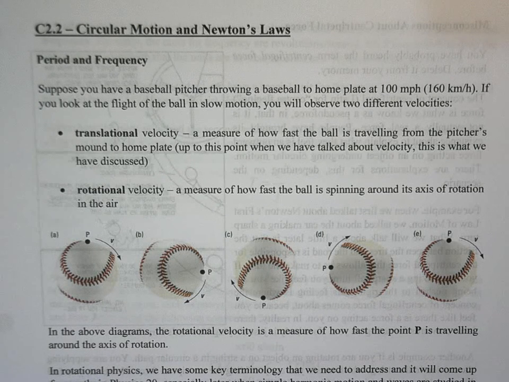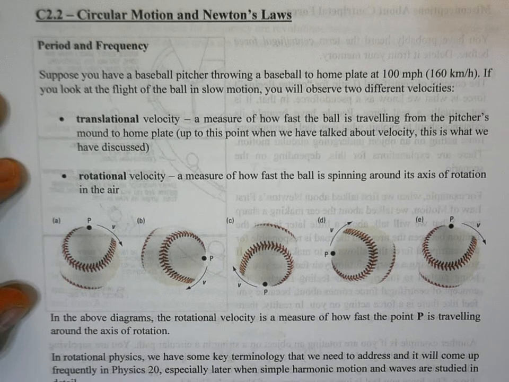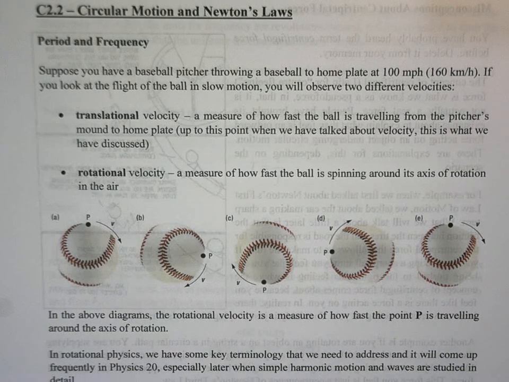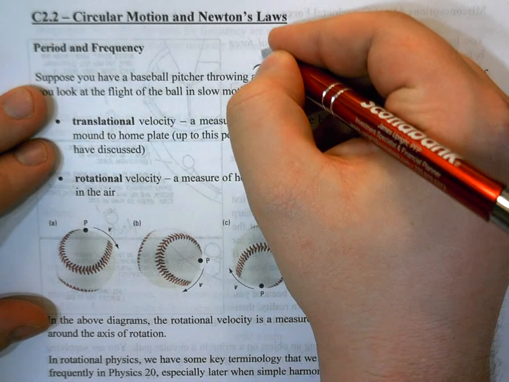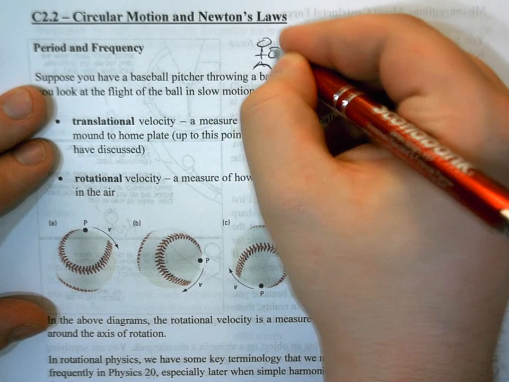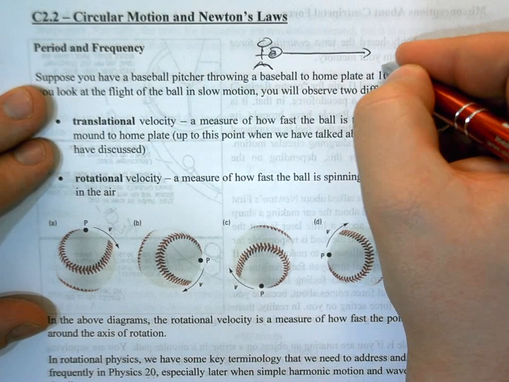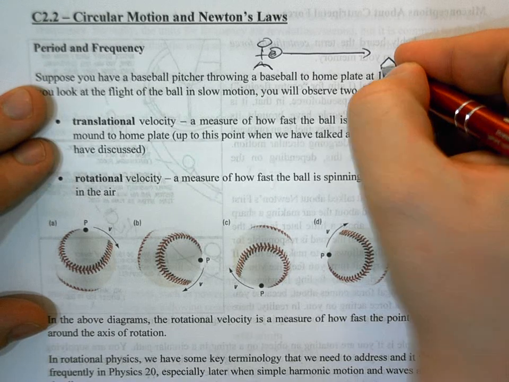I'm going to use the example, let's say you throw a baseball. You're on the pitcher's mound and you throw a baseball from the pitcher's mound to home plate. And let's say you throw it at about 160 kilometers per hour. If we took a camera and recorded that ball's motion, we're going to see two things. First of all, we're going to see the ball going from the pitcher's mound to home plate. If we drew this scenario, here's the pitcher, they're going to throw the ball, and they're going to throw it to home plate here.